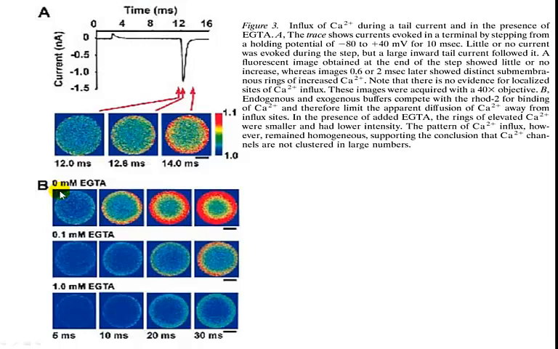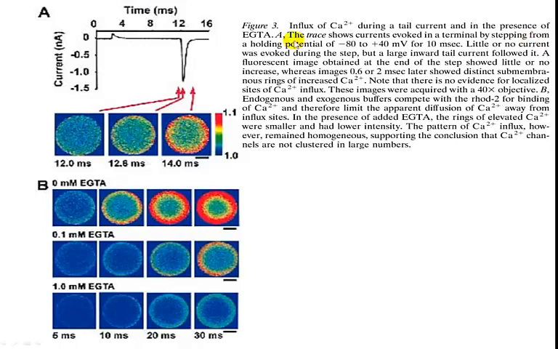And they do a dose response. So 0 millimolar, 0.1 millimolar EGTA, and 1 millimolar, and then 5 milliseconds, 10 milliseconds, 20, and 30 milliseconds. And so they're just showing the progression of the calcium influx.